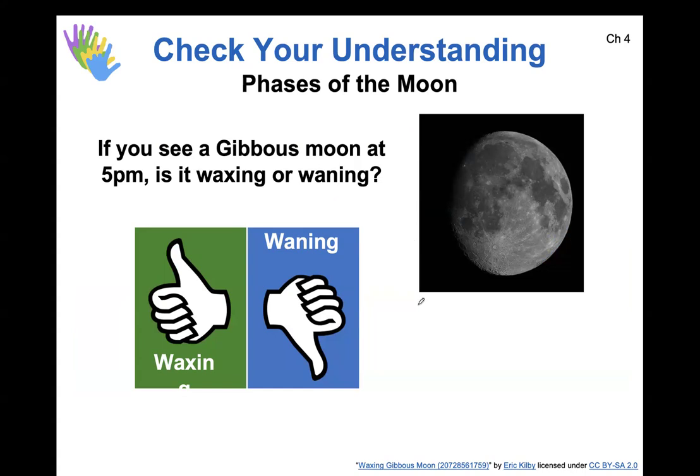So if you see a gibbous moon at 5 p.m., is it waxing or waning? Think about those time frames that I told you about. If you see a gibbous moon at 5 p.m., can you say for sure, is it waxing or waning?